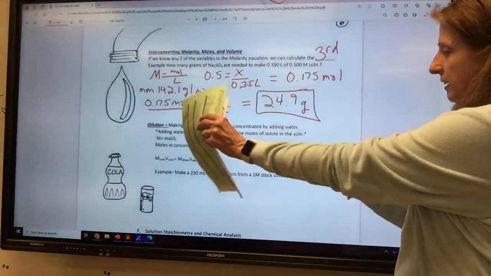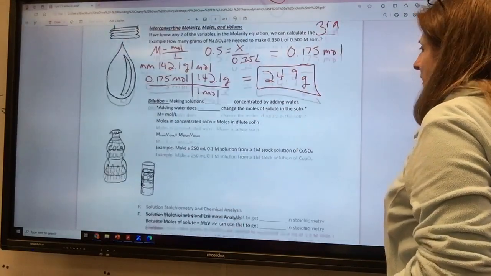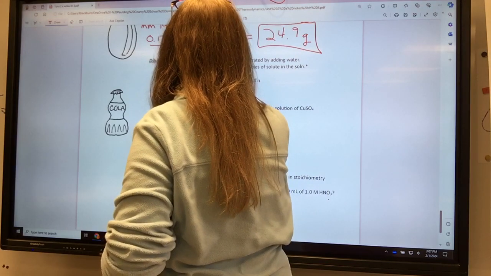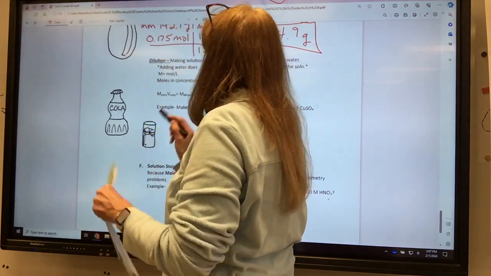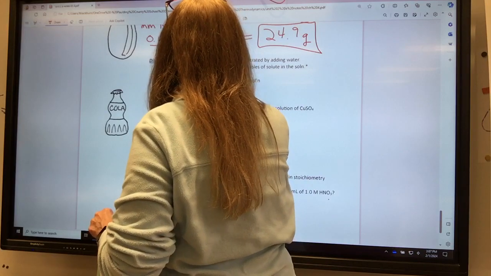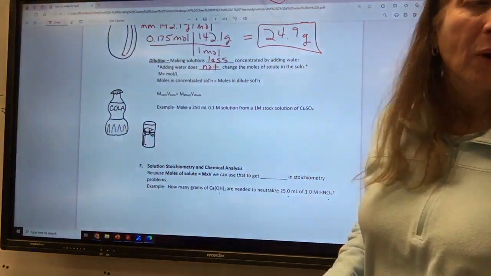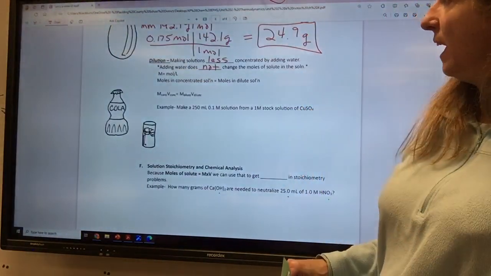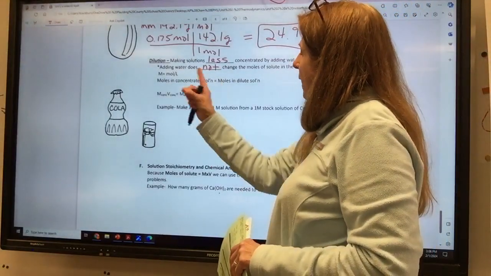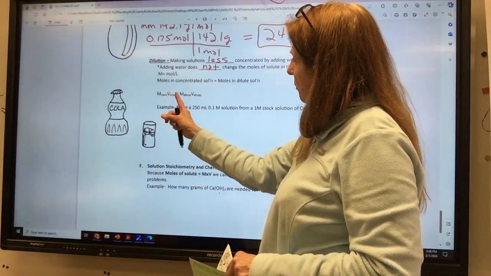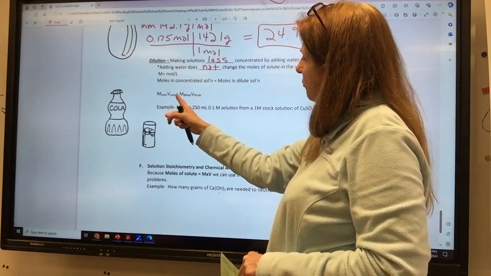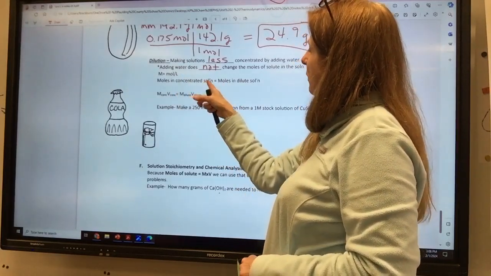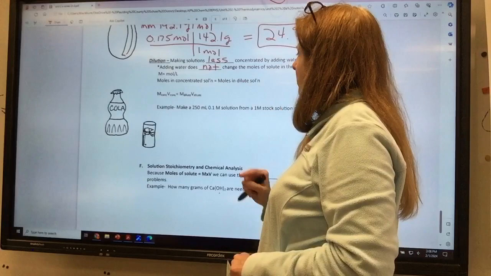Okay, last idea. Not last, next to the last. Dilution. Making solutions less concentrated by adding water. Notice adding water does not get rid of any of the moles of solute in the solution. It's based on the idea that molarity is moles per liter, and what you do is you use the molarity and the volume of the concentrated to calculate the molarity and the volume of the diluted, because moles in the concentrated solution equals moles in the dilute solution.